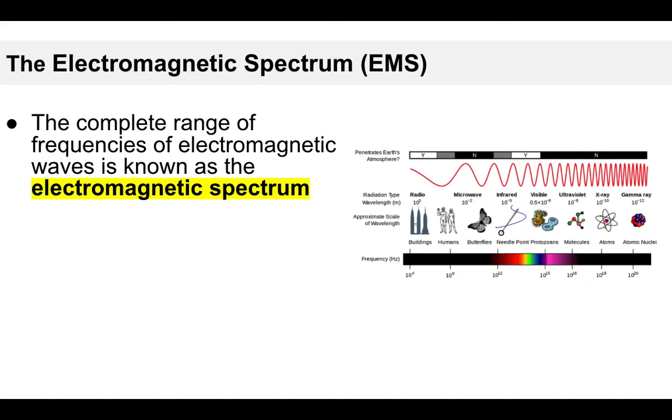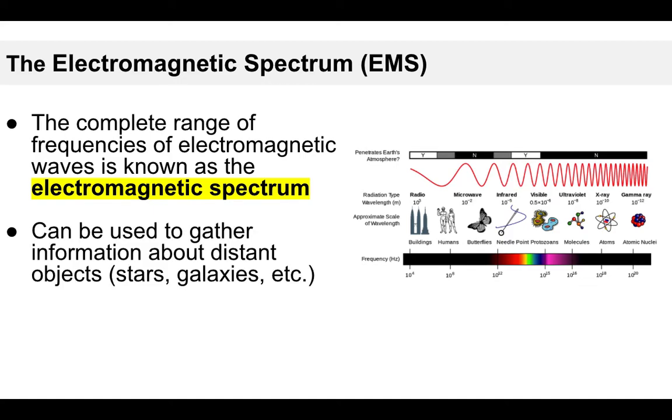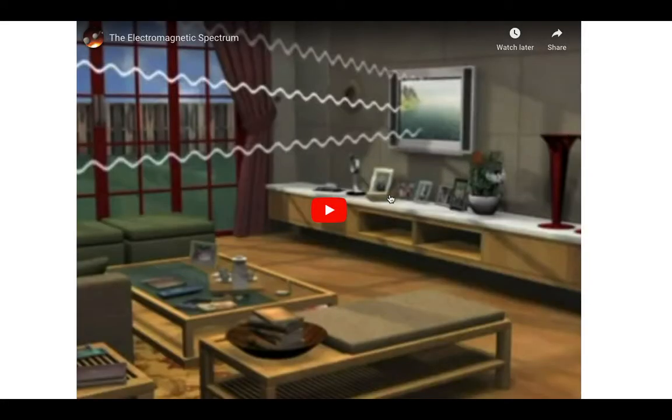And we can use these different frequencies to help gather information about distant objects. So stars, galaxies, nebulas, planets, anything that is giving off some kind of energy, we're able to interpret. And depending upon the type of energy it's giving off, that would determine the satellite that it's being interpreted by. Let's watch this short video clip before we start to talk about it even more.